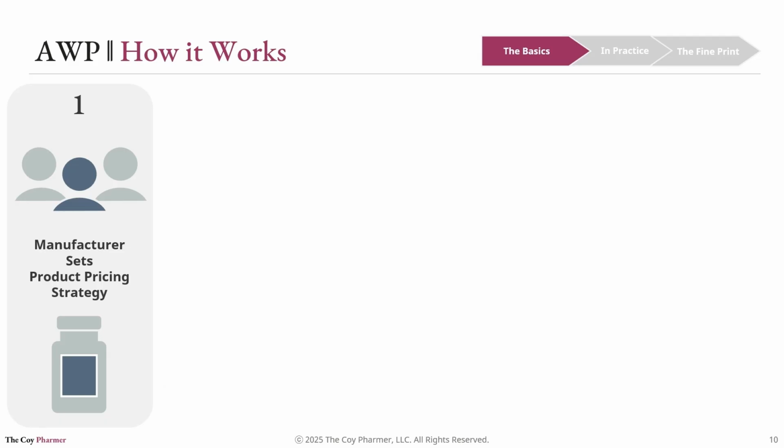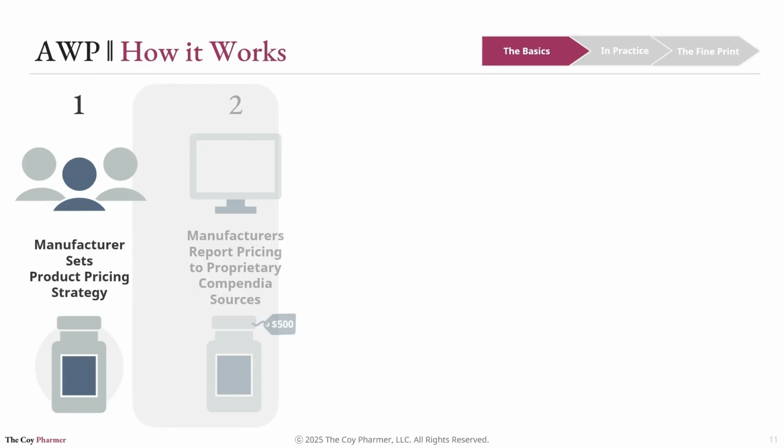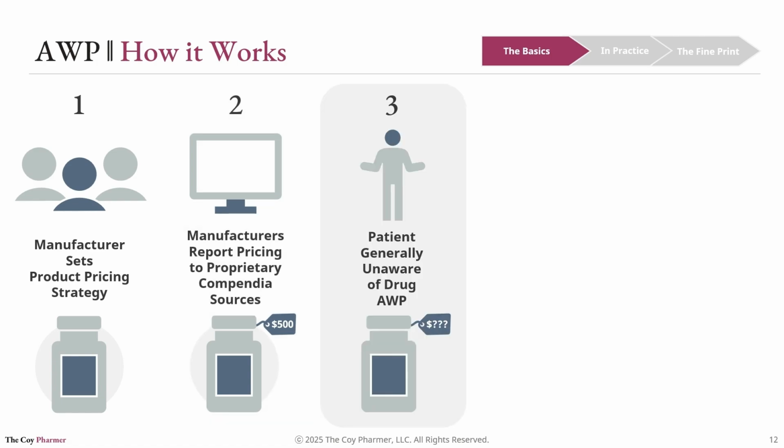So the first step in the process is the manufacturer ultimately sets the product pricing strategy and lists an AWP at launch. This listing is available only via proprietary compendia sources. So this means that the general public is not able to access AWP. Manufacturers report this pricing into these proprietary compendia sources, which typically include First Data Bank or Medispan. As I said, the patient is generally unaware of the drug's AWP because they cannot access this information publicly.